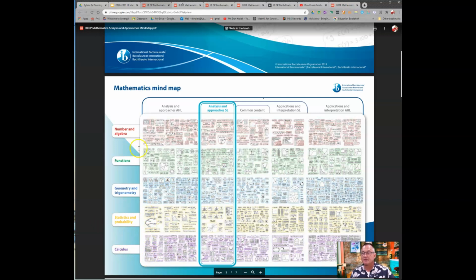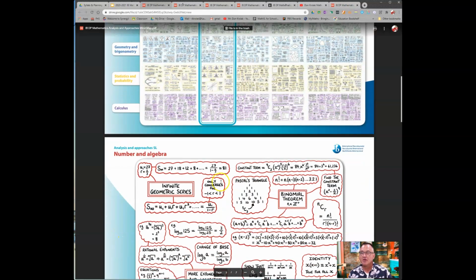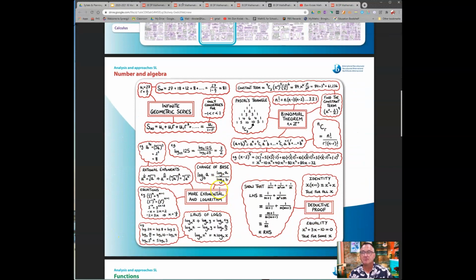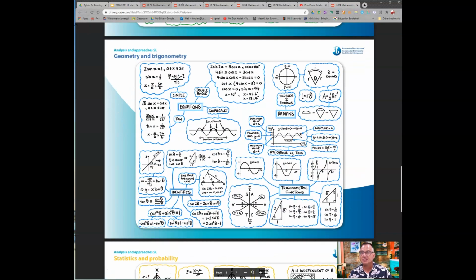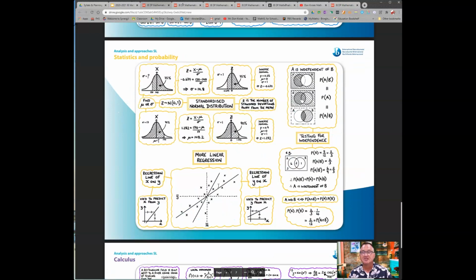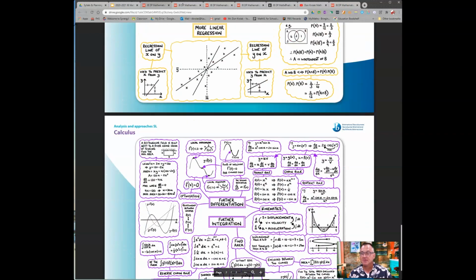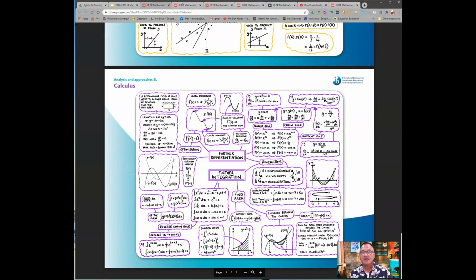The first part of this course, which is year 1, the course that you're in, will cover these first 4 topics in the subject. So numbers and algebra, these are the topics that we talk about. Functions, this is the first topic that we're going to discuss in the course. Then geometry and trigonometry, statistics and probability, and then finally calculus.